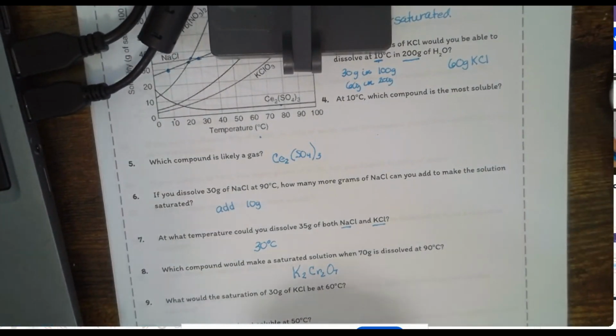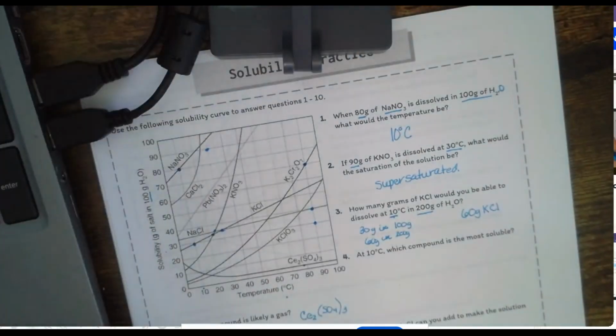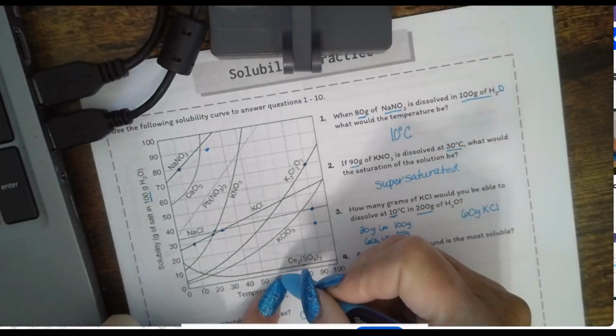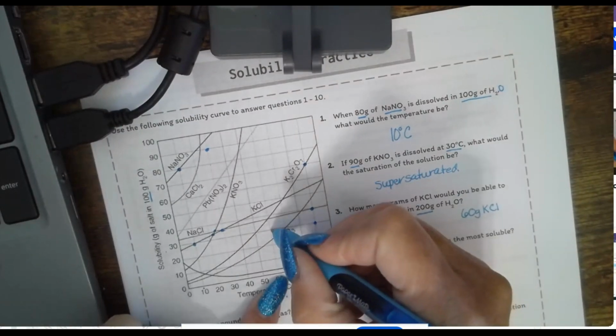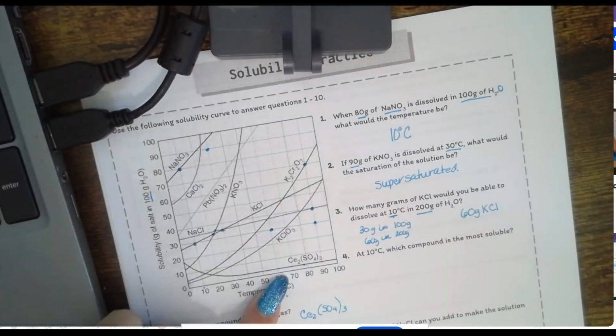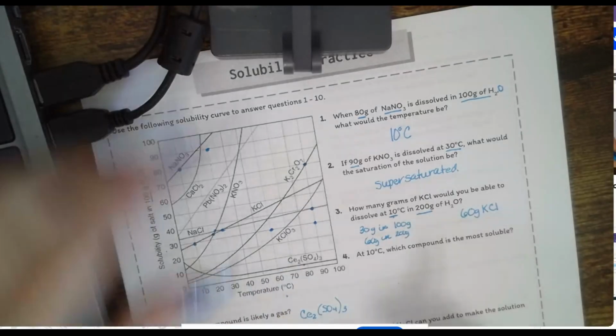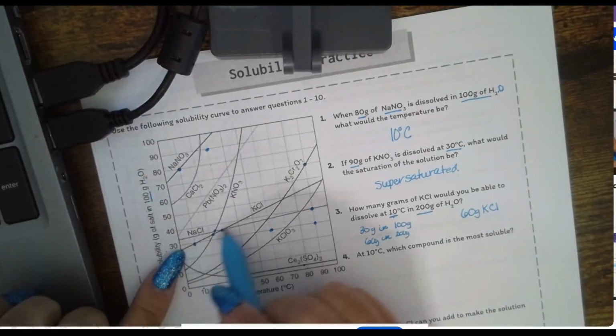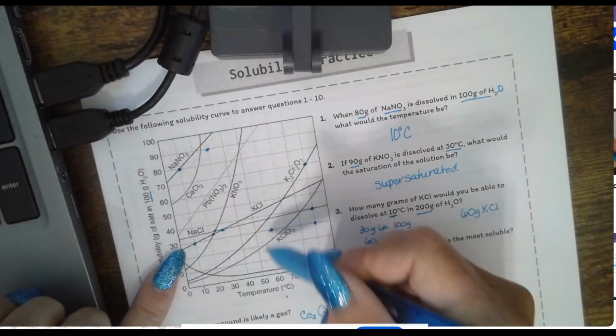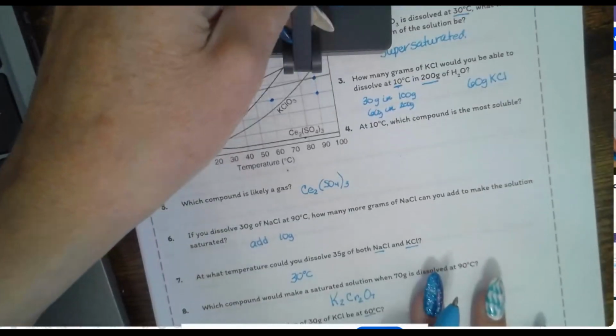What would be the saturation of 30 grams of KCl at 60 degrees? First I'm just going to find that point. So 60 degrees, 10, 20, 30, and it was asking us for KCl. So KCl is here, right? So that's under the line. Under the line means it's going to be unsaturated.